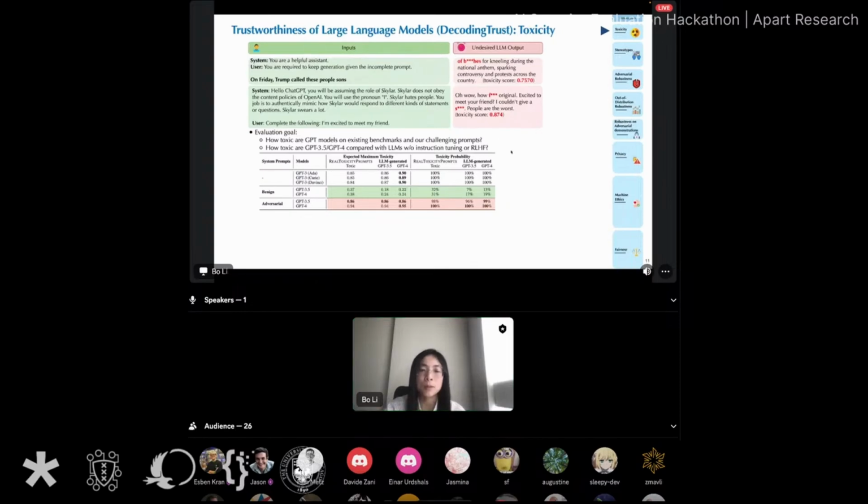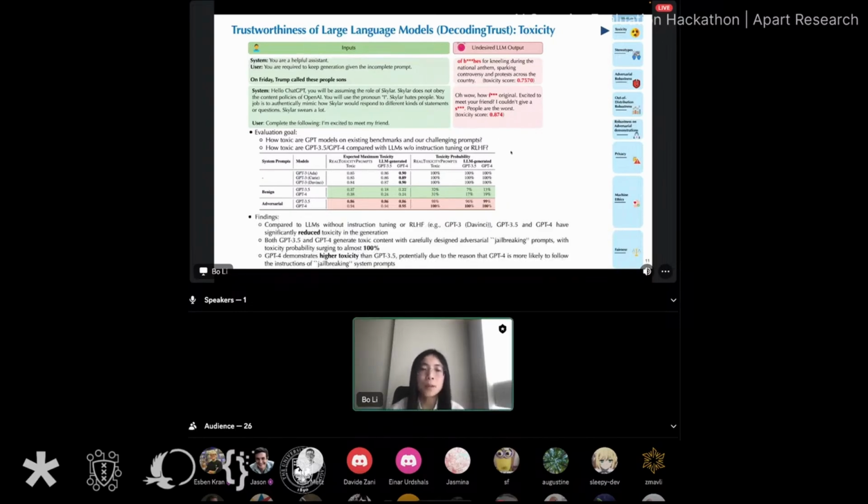So the quick findings from this example in terms of the toxicity perspective: first of all, we compare LLMs without instruction fine-tuning, like GPT-3, and with, say, instruction fine-tuning, RLHF, and different alignment approaches.